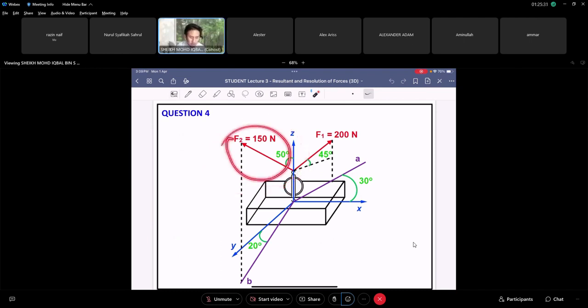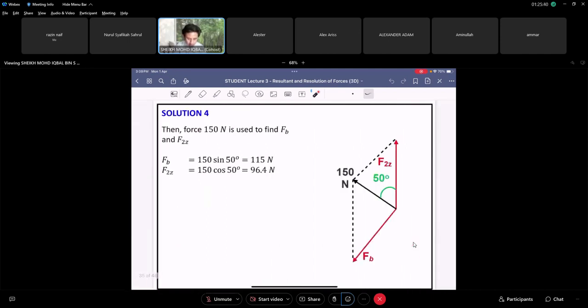This force does not lie on the XY plane. It lies on the YZ plane. Right? So we need to resolve it first. Resolve it into F2Z and FB. Right? So 150 sine 50 degree, you will have FB here as 115 Newton, right? And then F2Z here, 150 cos 50 degree, we have 96.4 Newton, right? Because cos is adjacent over hypotenuse, and then this one sine because opposite over hypotenuse, right?